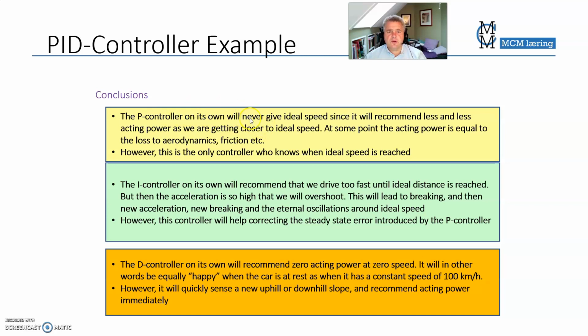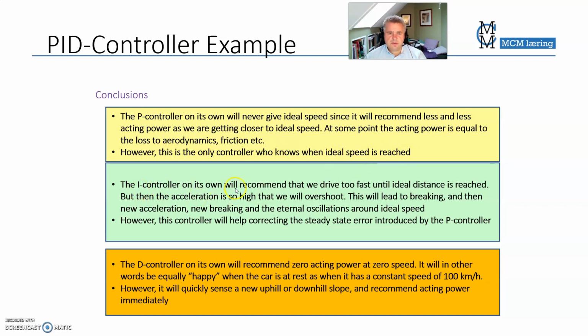Conclusions. The P controller on its own will never give the ideal speed, since it will recommend less and less acting power as we are getting closer to the ideal speed. At some point, the acting power is equal to the loss to aerodynamics, friction, rolling friction, etc. So we need to have some power in order to maintain the speed, but the P controller doesn't look at that. The P controller only says, okay, we have the same speed as the desired speed, 0 power. However, this is the only controller who knows when the ideal speed is reached.